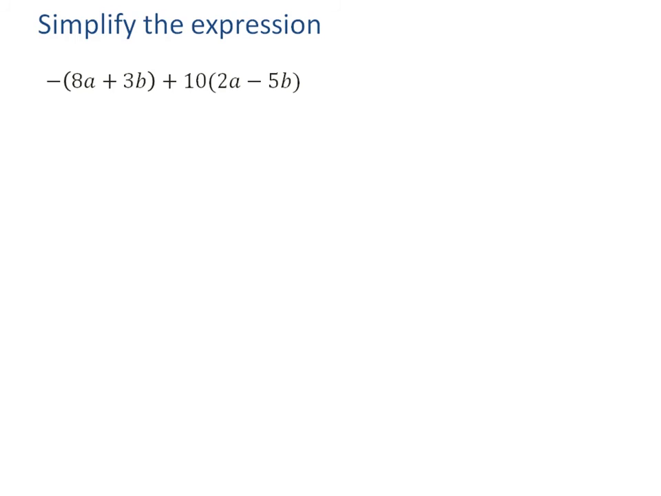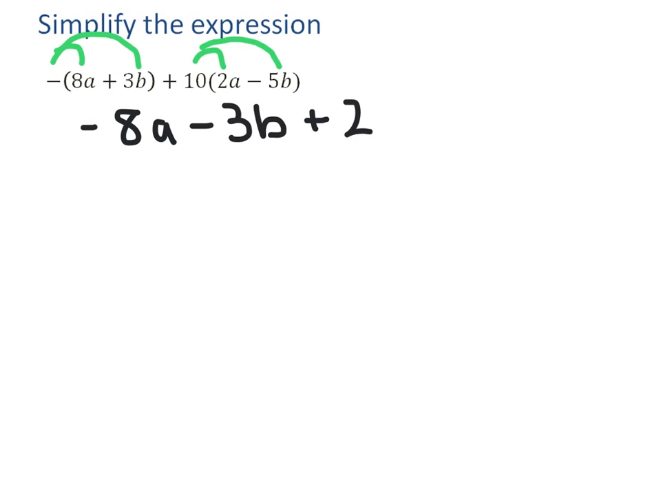In this last example, we first need to distribute the negative to the 8a and 3b, as well as the 10 to the 2a and negative 5b. If we were to simplify that, negative times 8a becomes negative 8a minus 3b, and if we distribute that, 10 times 2a becomes plus 20a, and 10 times negative 5b would give us minus 50b.